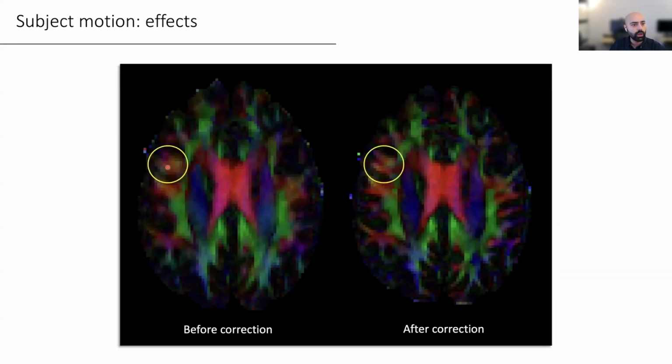Here's an example where two anatomical structures, probably two gyri, had been blended, merged before the correction because of the motion effects, whereas after correction, these were separated correctly. We can look at another example in the frontal lobe there. Two seemingly separate anatomical structures before correction are actually not separate anatomical structures after the correction.